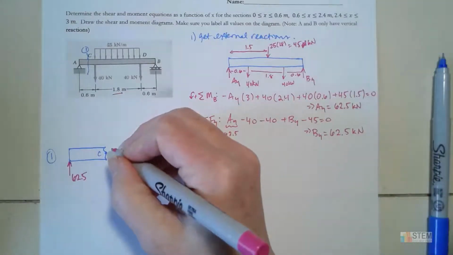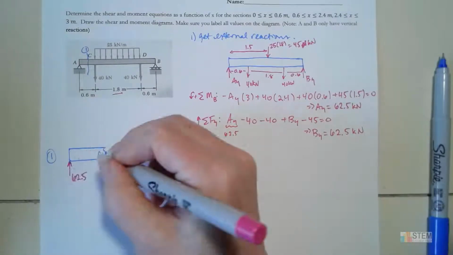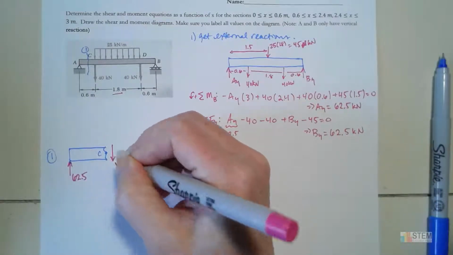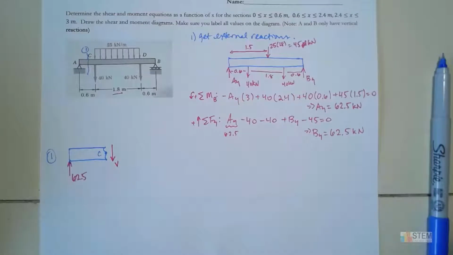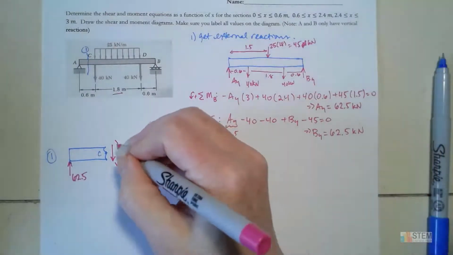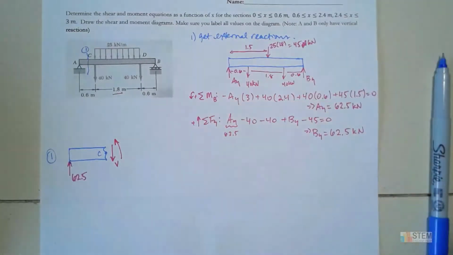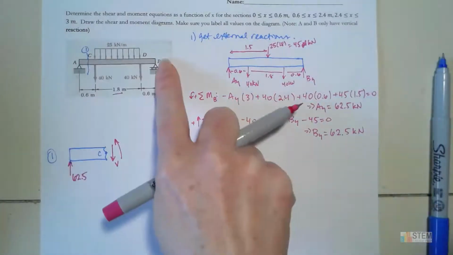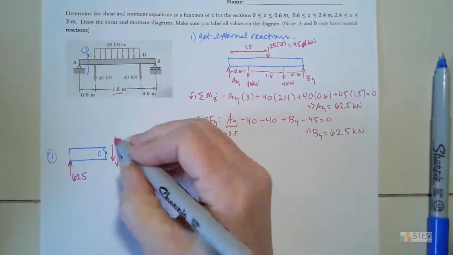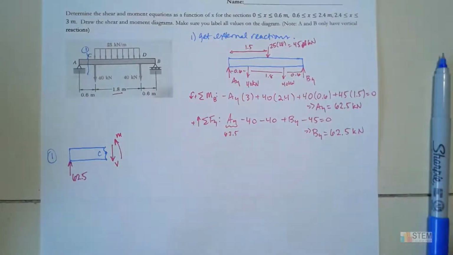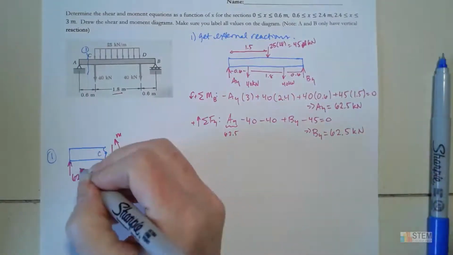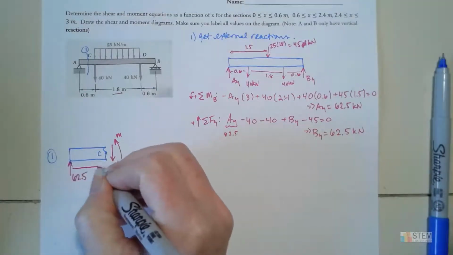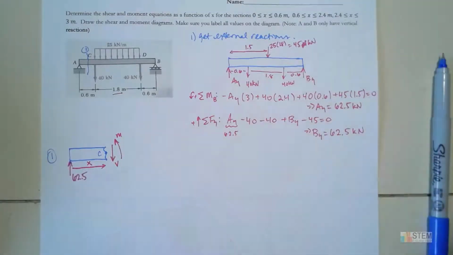V will be that internal shear. When we use this left side, you're going to put that going down, that way we have the correct sign convention for our diagrams. And then the moment, you should always draw it going counterclockwise if we're using this left section. If we went for the right side, you would switch these directions. But this is what we need to have the correct sign convention. And this distance here, let's call it X.